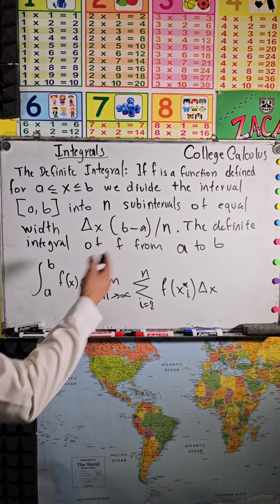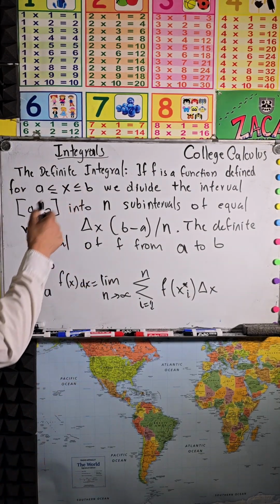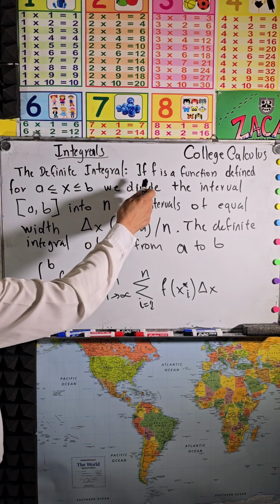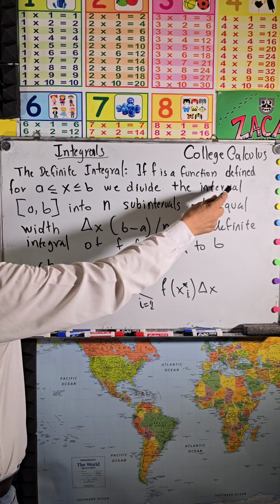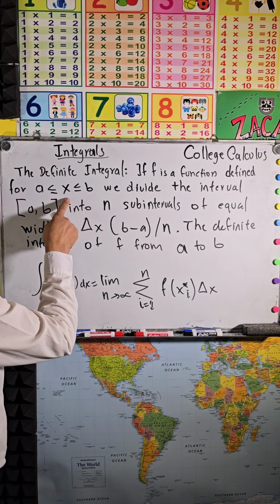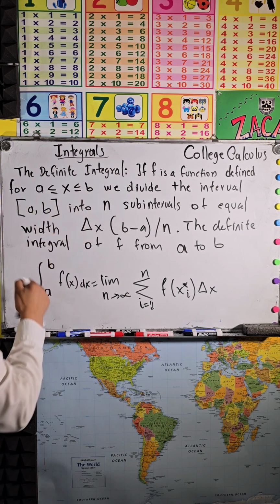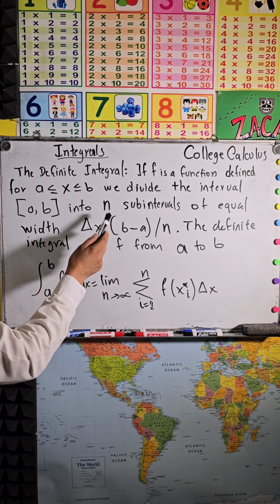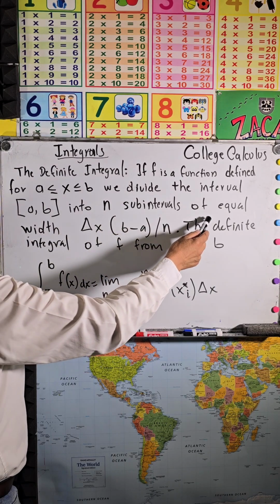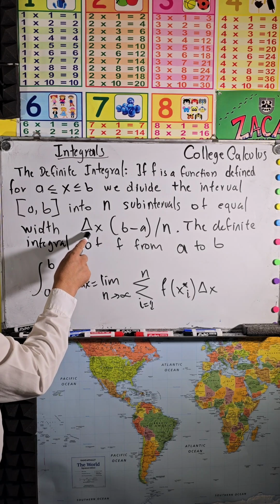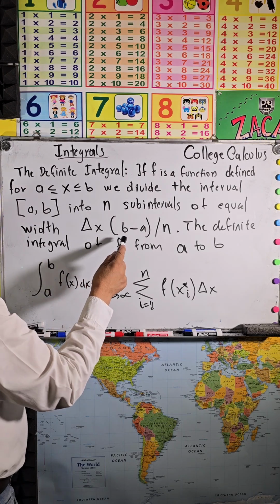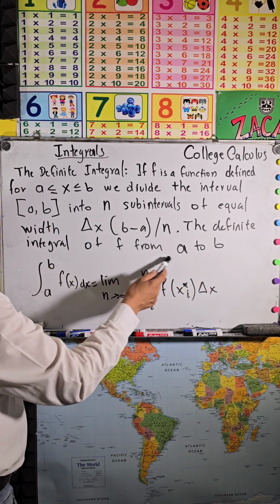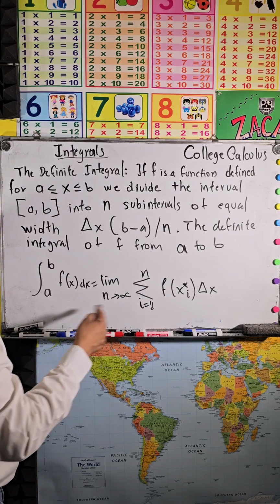Here we have the concept of what integrals are, the main concept of our class today. The definition of the integral: if f is a function defined for a less than or equal to x less than or equal to b, we divide the interval between a and b into n subintervals of equal width, delta x, equal to b minus a divided by n. Here we have the formula for the definition of the integral of f from a to b, all right?